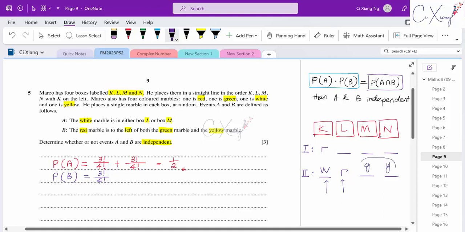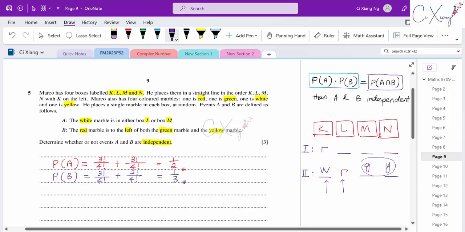So to arrange two different colors of marbles into the box M and N, okay, it will be 2P2 or 2 factorial. So for me, I'm writing it out as 2 factorial. Then divided by what? Divided by 4 factorial, the total number without restriction. Okay, so if I have 3 factorial divided by 4 factorial plus 2 factorial divided by 4 factorial, simplify the answer, I will have 1 over 3. Okay, so this is the probability for the event B.